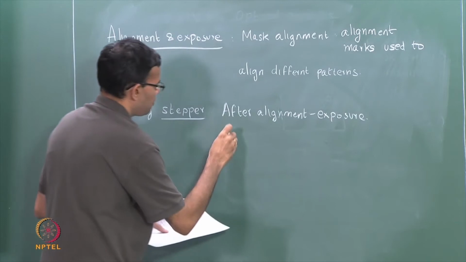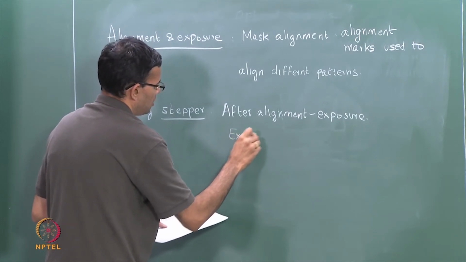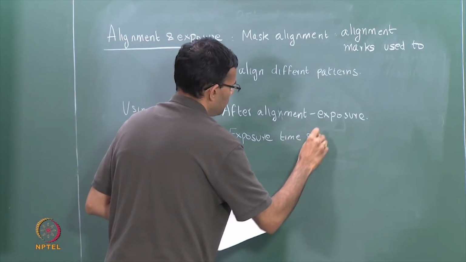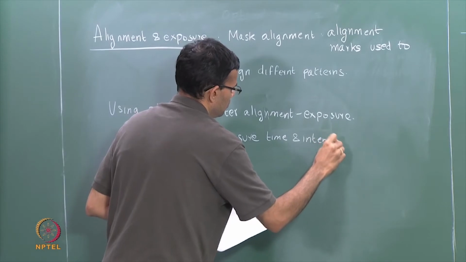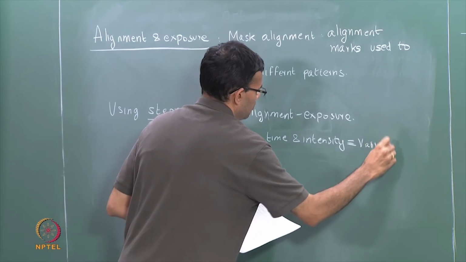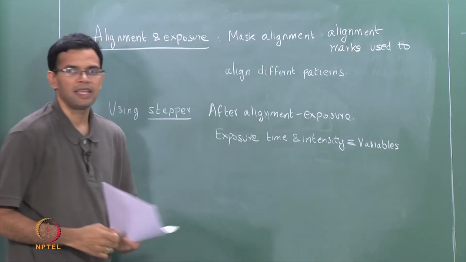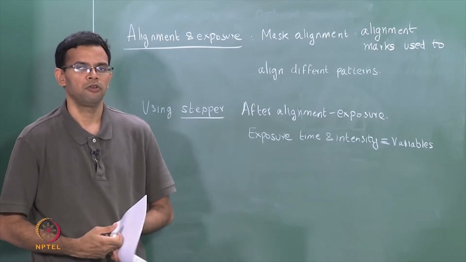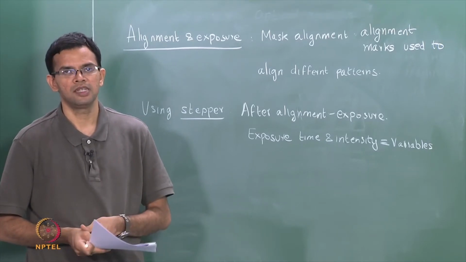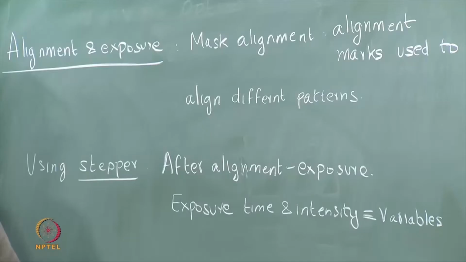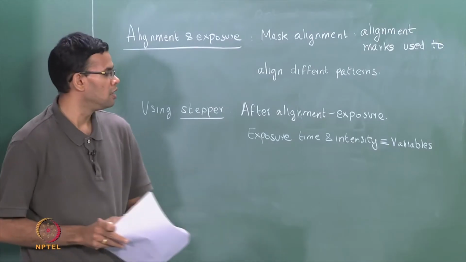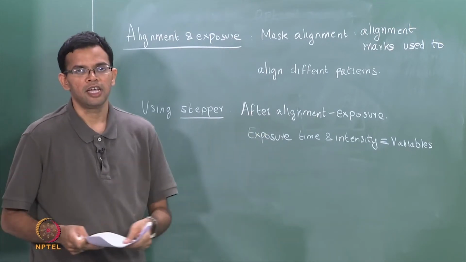Exposure time and exposure light intensity are the variables here. These can be calculated depending upon the type of photoresist and also upon the wavelength that is being used. There are usually standard tables available that tell you how long to expose a particular photoresist and at what intensity this has to be done. So we align and then do the exposure.